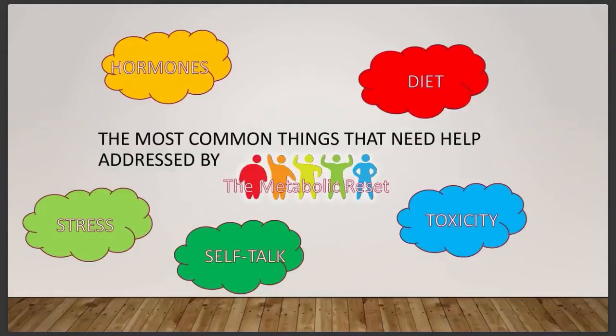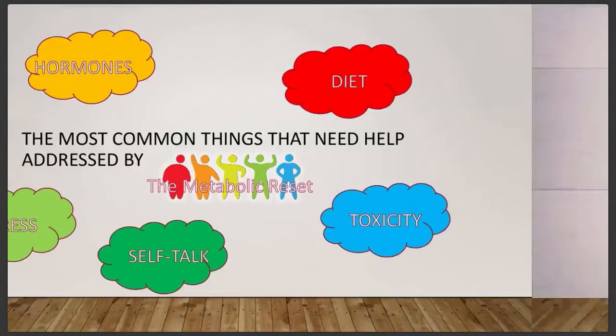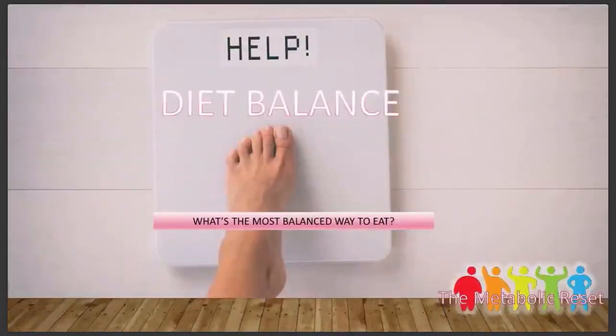Obviously, diet is one of them. Hormones is another. Stress is another. Self-talk, huge one. And also toxicity. We're going to talk about these areas in more detail so that you get a sense of what I'm talking about. So let's start with the obvious one. Let's start with dietary balance. What is the most balanced way to eat?